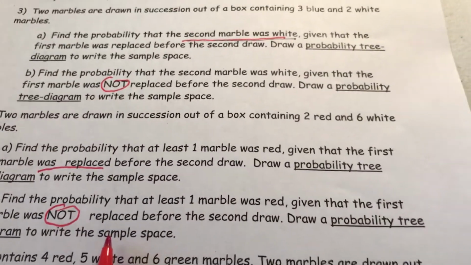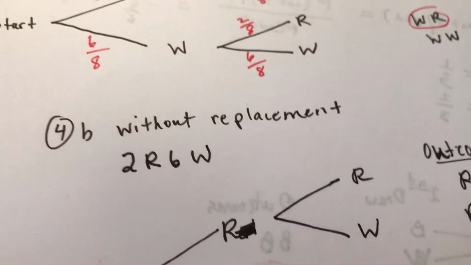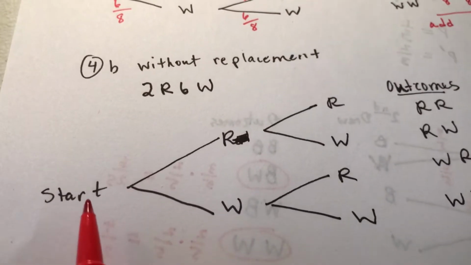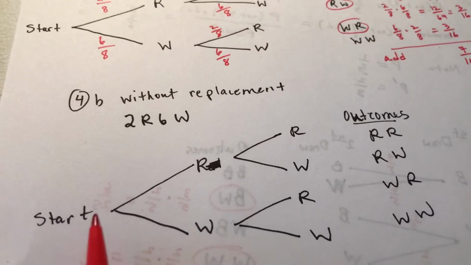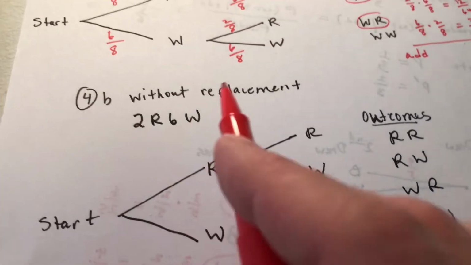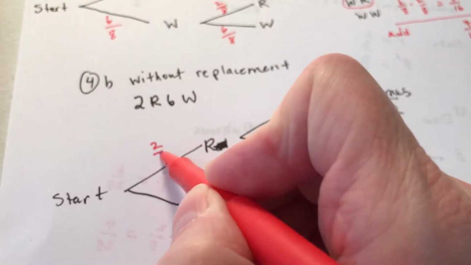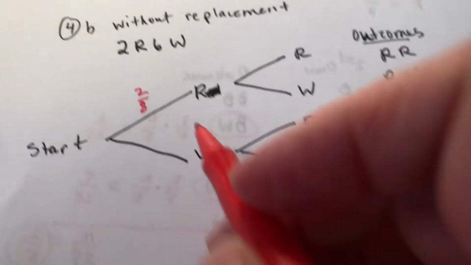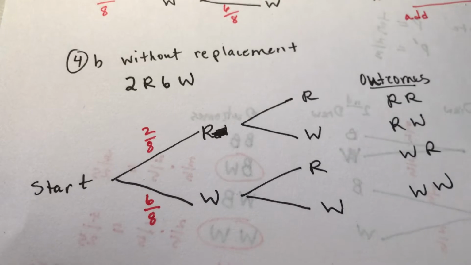Real traditional problems. We still have 2 red and 6 white marbles going on. And what I did was I wrote 2 red, 6 white, and I'm going to start. Remember, you start on your probability tree. It starts with start. And the probability of getting a red, if I look at this, is 2 out of 6 plus 2 is 8. So 2 8ths. Now, the probability of getting a white is 6 8ths. All right, so that's your first draw.